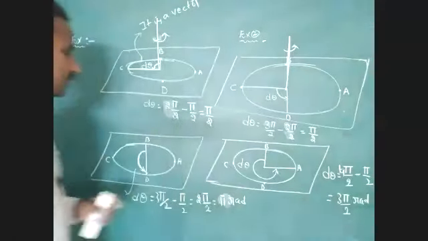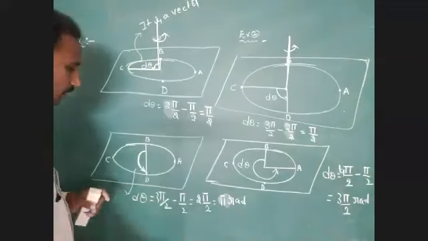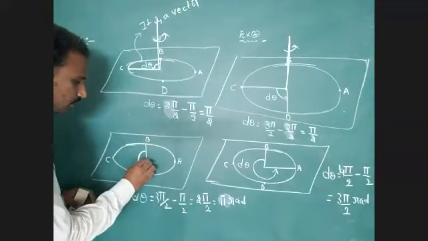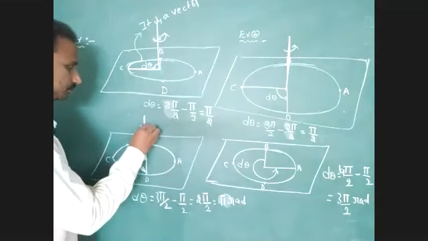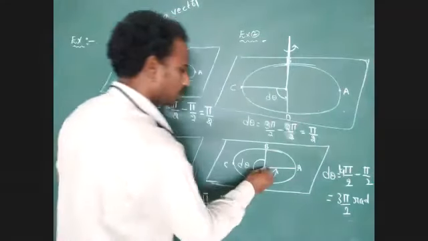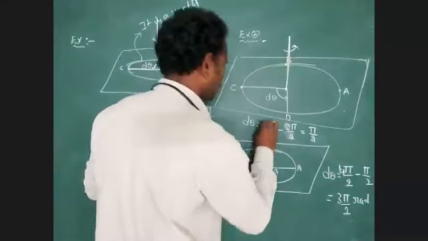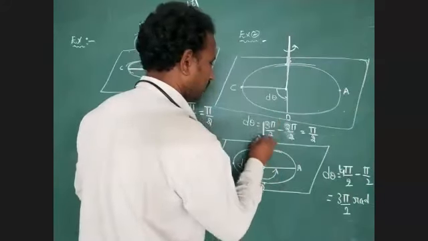Angular displacement is an axial vector. Don't forget this point. What is the direction? Upward direction. Here also we have to represent that. So the angular displacement direction is upward.